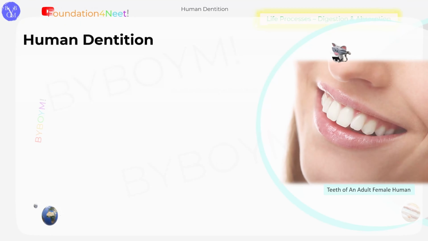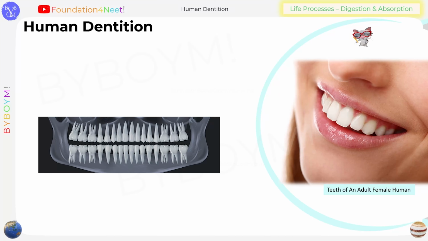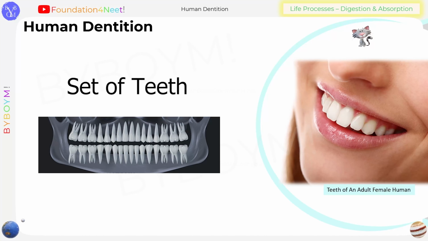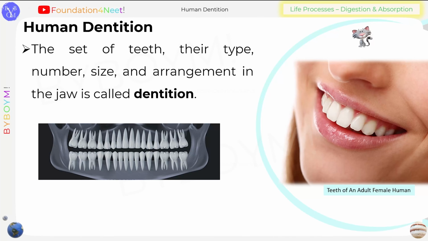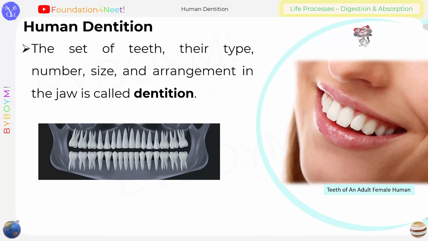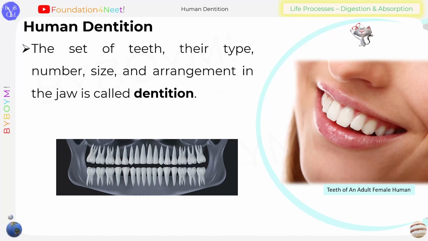Even before we try to understand human dentition, let us first understand what dentition means. The word dentition means the set of teeth, their number, size, and arrangement in the jaw. Basically, by set of teeth they mean whether you have a permanent set of teeth or a temporary set of teeth. Their type means whether they are all incisors, or one is an incisor and the other one is a premolar or molar. Their number and size are also different, as is their arrangement in the jaw. So the set of teeth, their type, number, size and arrangement in the jaw is called dentition.